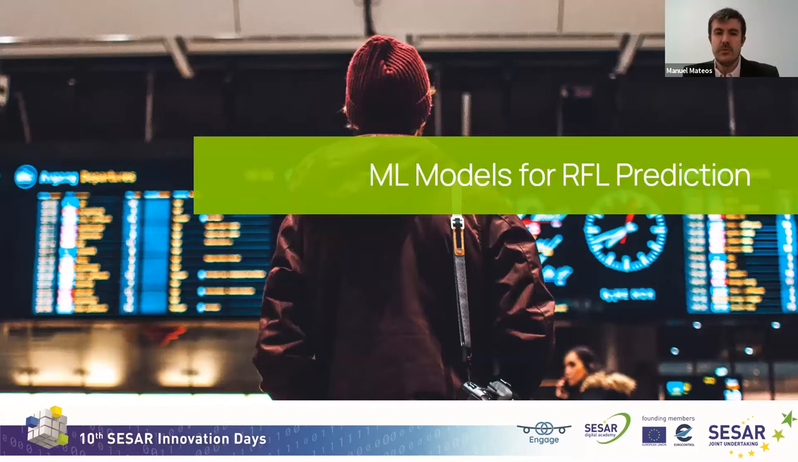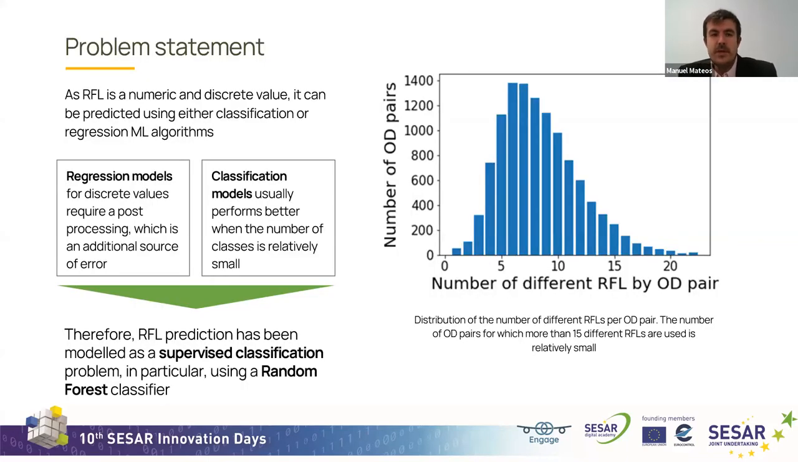So we are going to make a quick review of the problem. First of all, we looked at the requested flight level, the thing that we wanted to predict. The requested flight level is a numeric but discrete value, as air traffic management imposes some rules about the flight levels that can be flown. An aircraft cannot fly any flight level they want. So it is discrete, but it's also a number. So the problem could in principle be tackled using a regression or classification model.